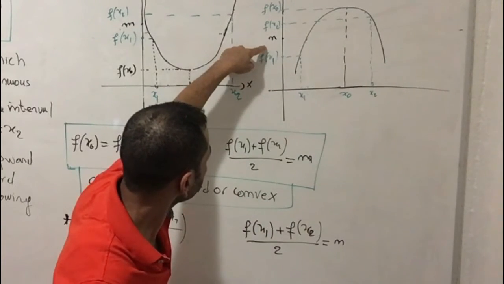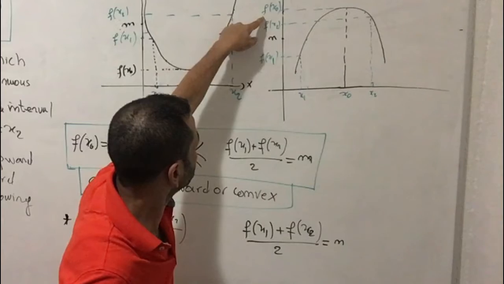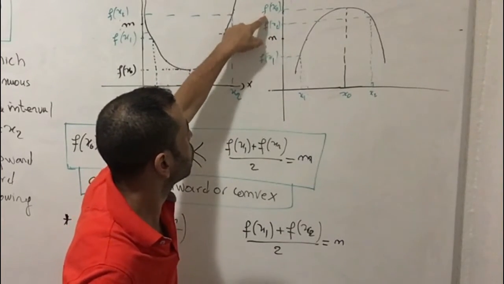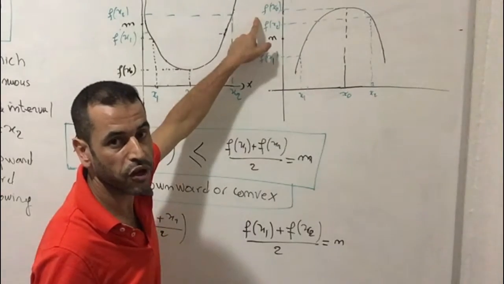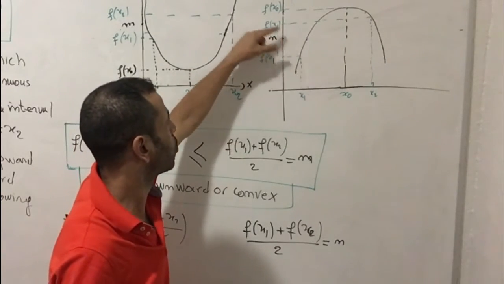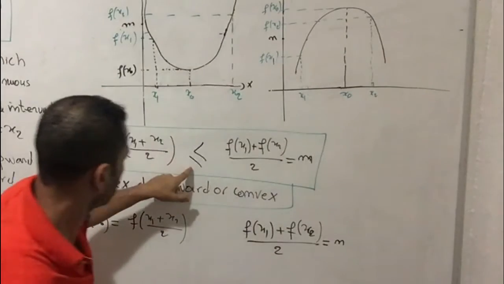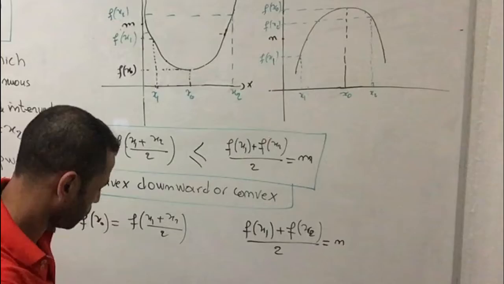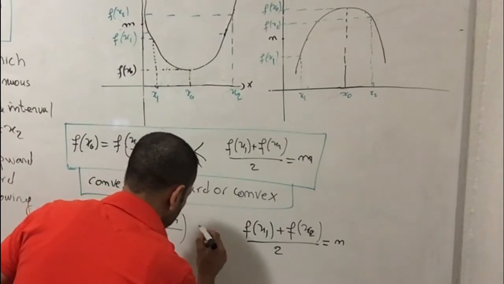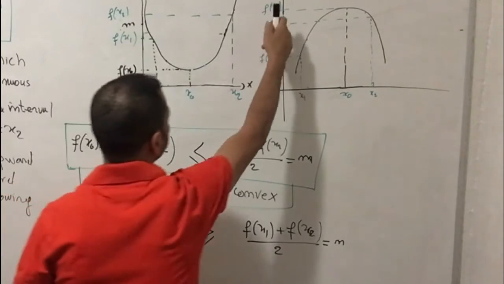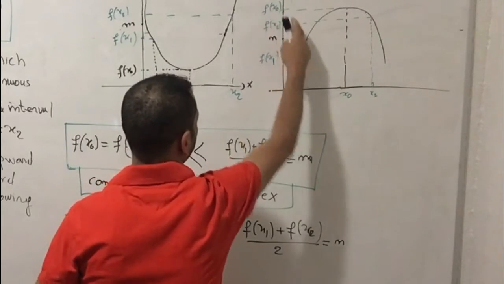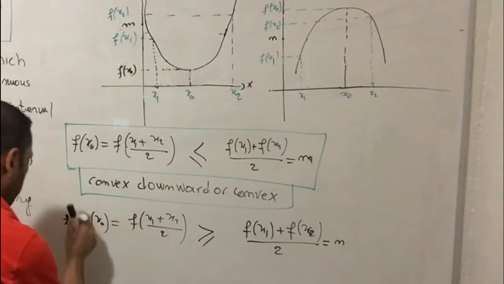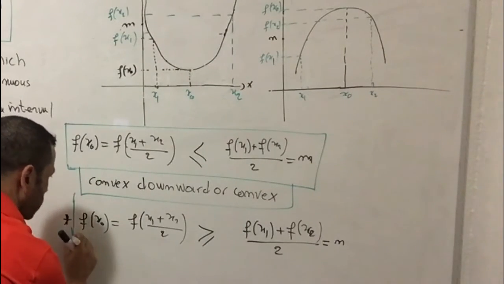I see f of x0 is located above this point n, which is strictly inferior or equal. Sometimes it could be equal, depending. That's why I'm putting inferior or equal or superior or equal. So this one, as you see here, f of x0 is superior or equal to f of n. Now, I have completed two cases.